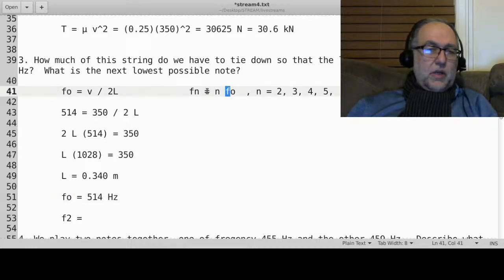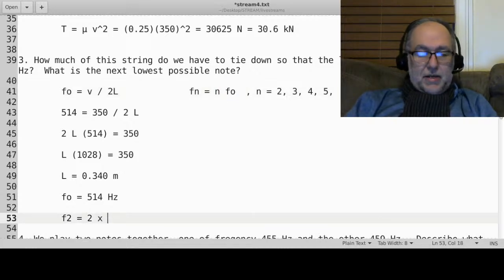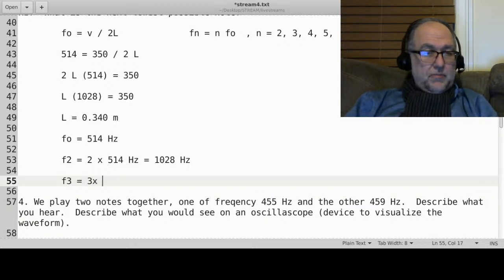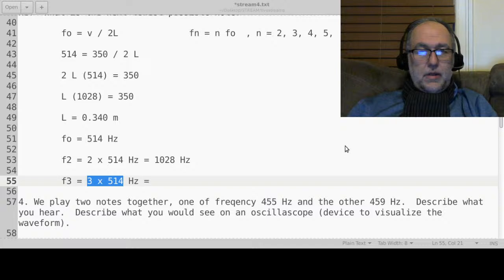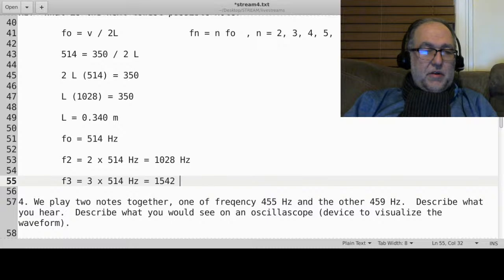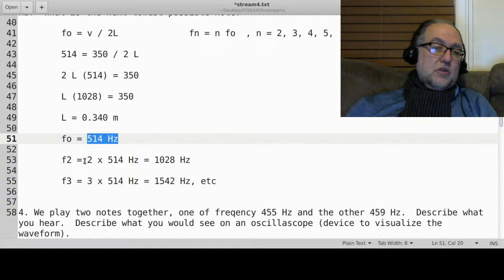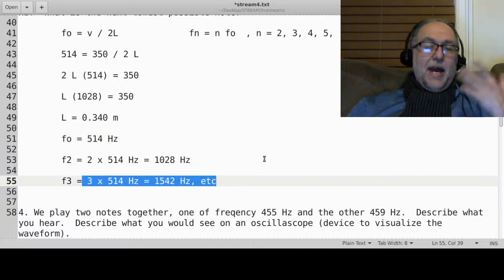There's the F0. But for the next one, it'd be F2, and it'd be 2 times the fundamental. So it's going to be 2 times the fundamental for 514 hertz, so the next one would be 1028 hertz. And if I want to ask for the third, that would be 3 times 514 hertz, and that is going to equal 1542 hertz, and so on. So basically there's the fundamental, twice that, 3 times that, 4 times that, and so on.